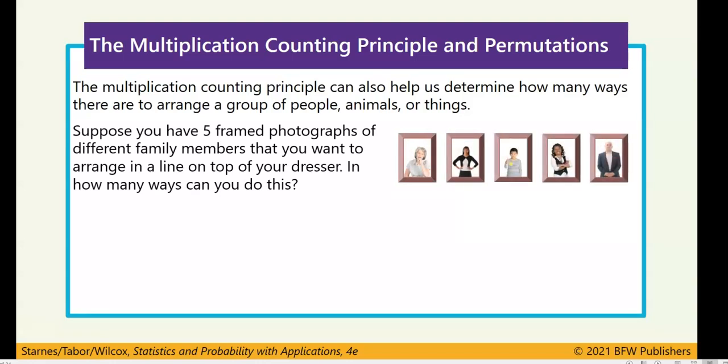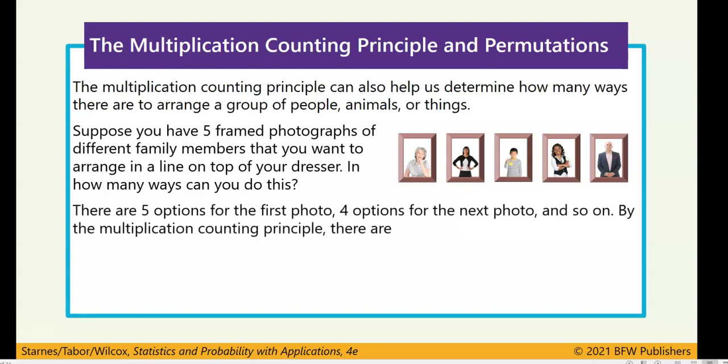So you have 5 framed photographs of different family members and you want to arrange them in a line on the top of your dresser. How many ways can you do this? The thing I used to say in algebra 2 is order is important here. It's all about order. You're ranking, or putting these in order. So order is important, so this is a permutation.